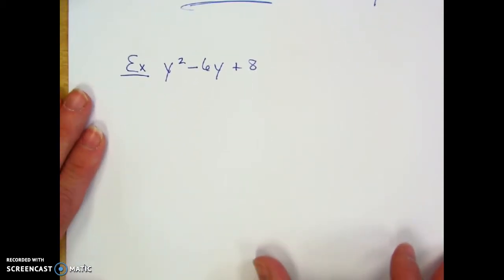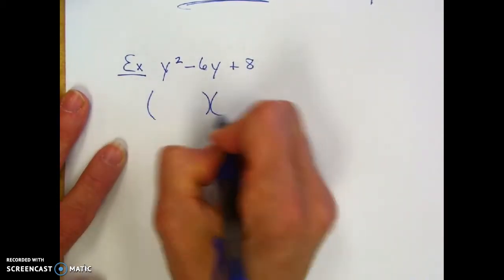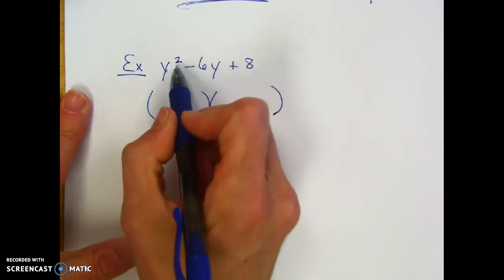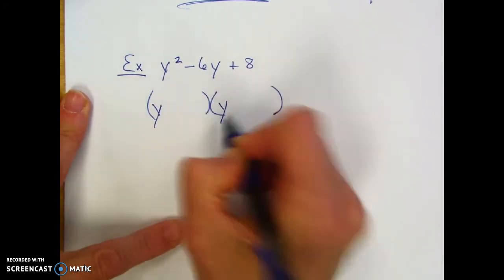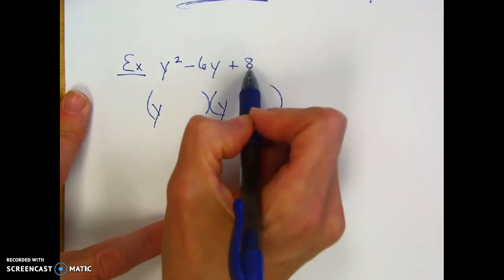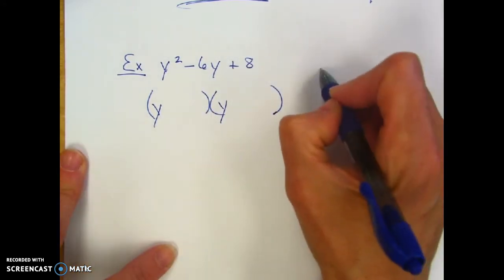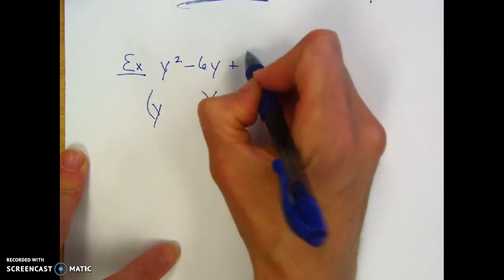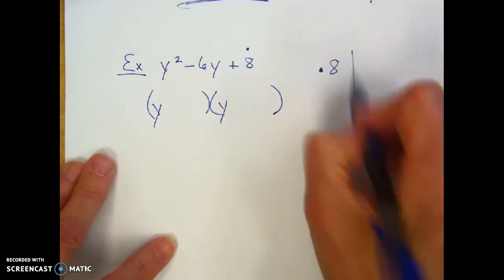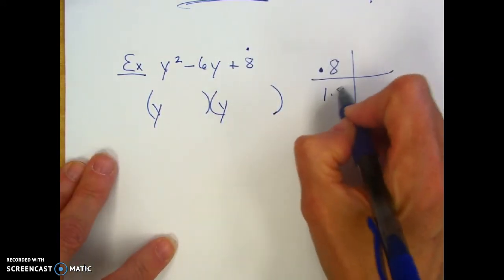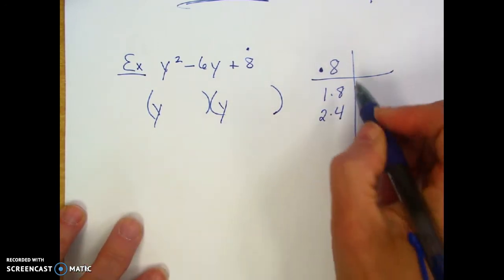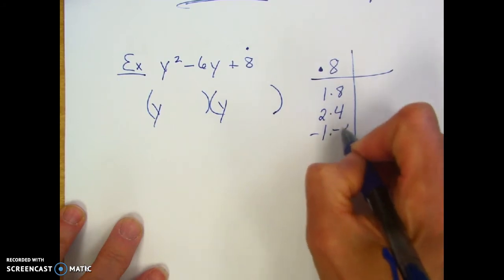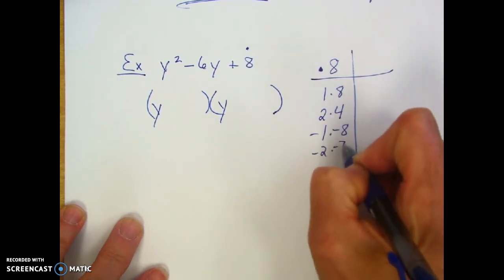Okay, so let's try another one. We're trying to factor this into two parentheses. Once again, this y squared has to come from the first two spots, so it's going to be y times y. This 8 comes from the last two spots, so we are trying to find things that multiply to 8. Let's see, 1 times 8, 2 times 4, and then negative 1 times negative 8, and negative 2 times negative 4, and that's it.